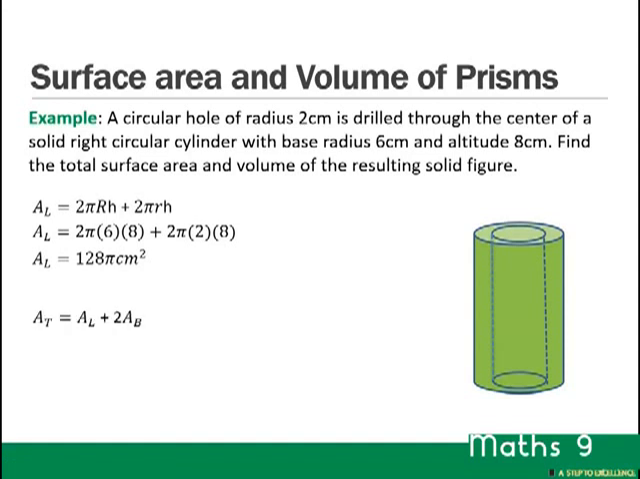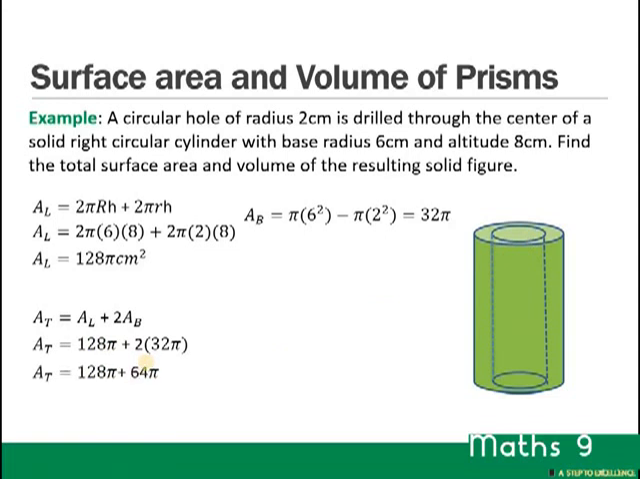squared. So the total surface area is the lateral surface area plus 2 times the area of the base. The area of the base is the area of the larger circle minus the area of the smaller circle, which is pi times 6 squared minus pi times 2 squared, which is 32 pi. So the total surface area is 128 pi plus 2 times 32 pi, which is 128 pi plus 64 pi, which is 192 pi centimeters squared. The volume is the area of the base times the height, which is 32 pi times 8, which is 256 pi centimeters cubed.